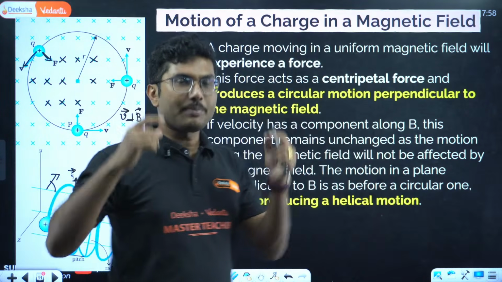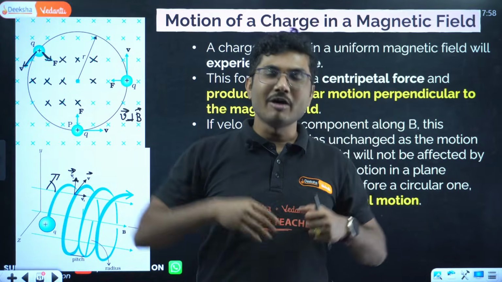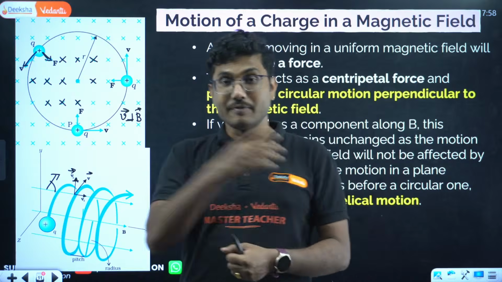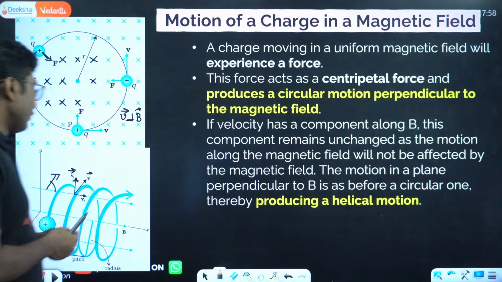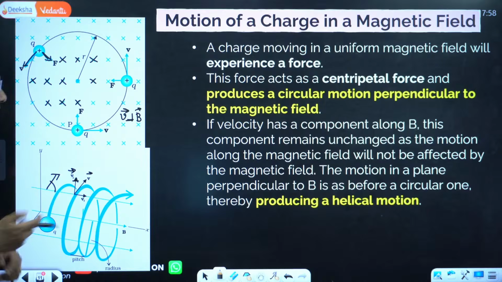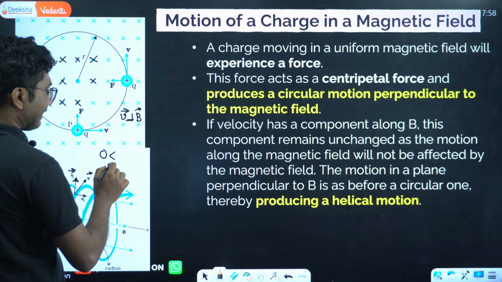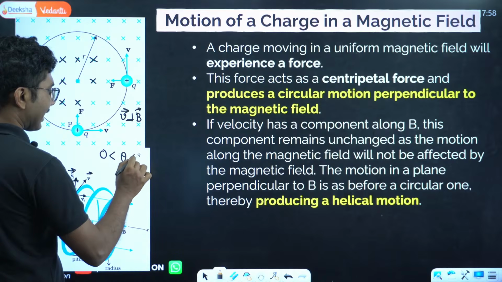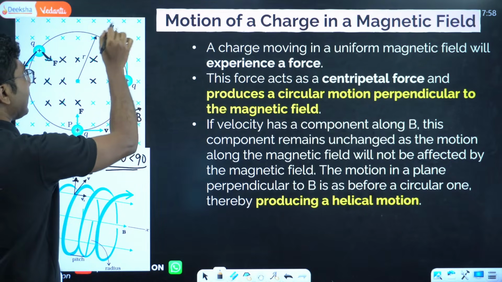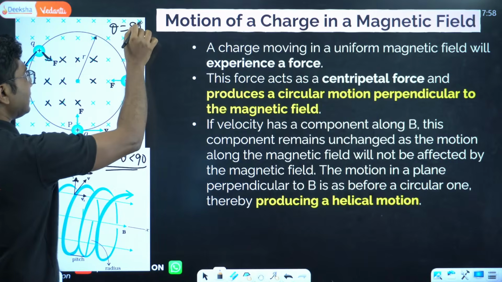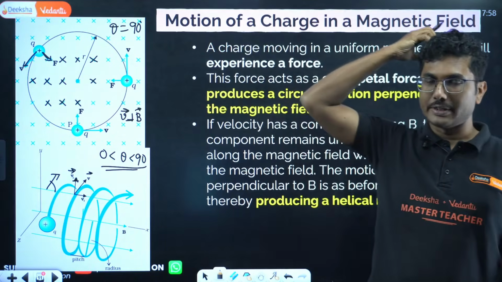Okay, the shape of that spring is a helix, and any particle moving along the curve of a helix, that motion is called helical motion. When the angle is greater than 0 but less than 90, you get this motion, and this is when theta is equal to 90. Theta is 0 means no deviation, so it will just move straight.